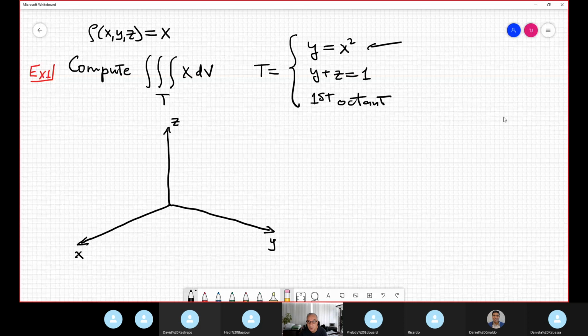The first equation. What is that? What kind of surface is it? What kind? Help me. I need help.